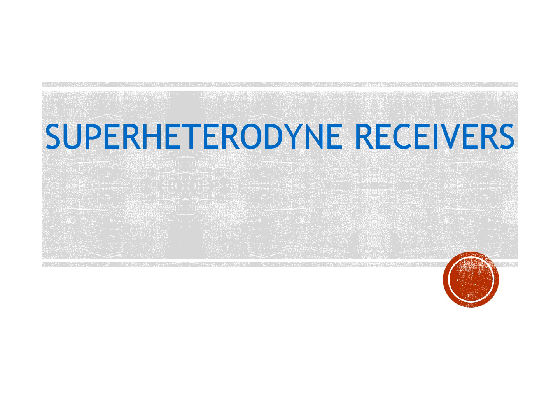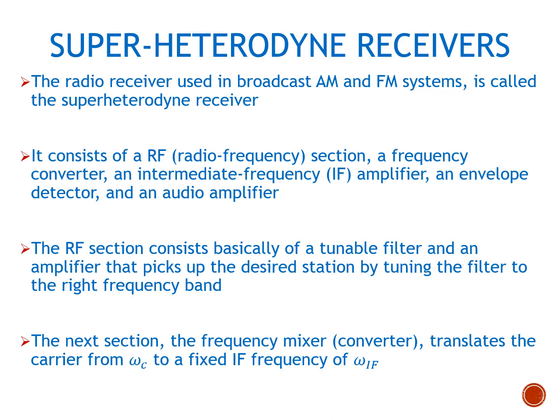So here we discuss the superheterodyne receivers. These receivers are generally used for both the broadcast AM and FM systems. They consist of an RF stage, a radio frequency section, followed by a frequency converter. Then the frequency converter is followed by an intermediate frequency amplifier.